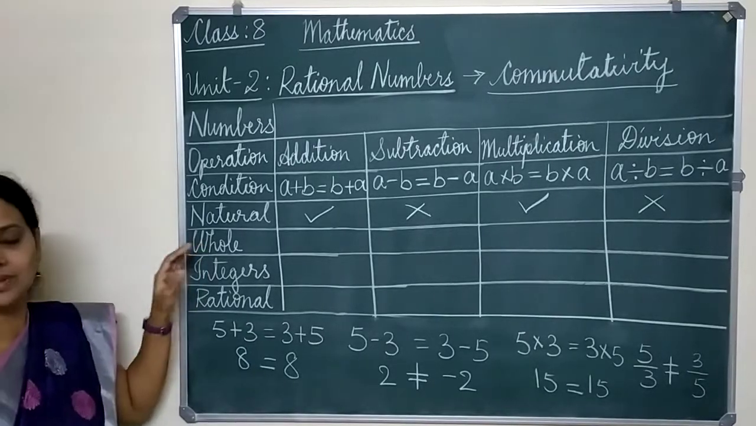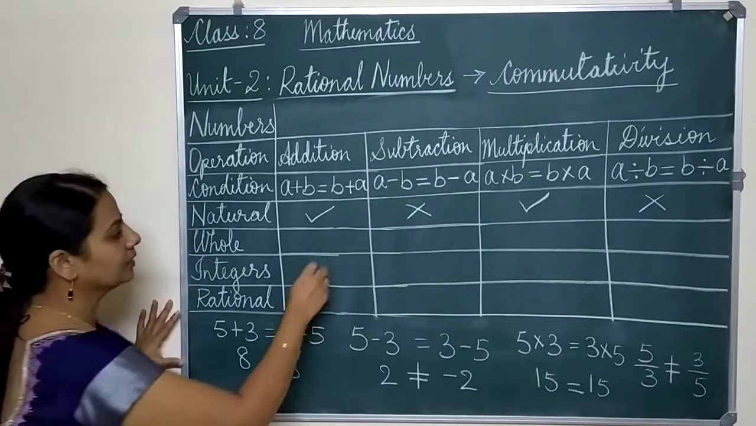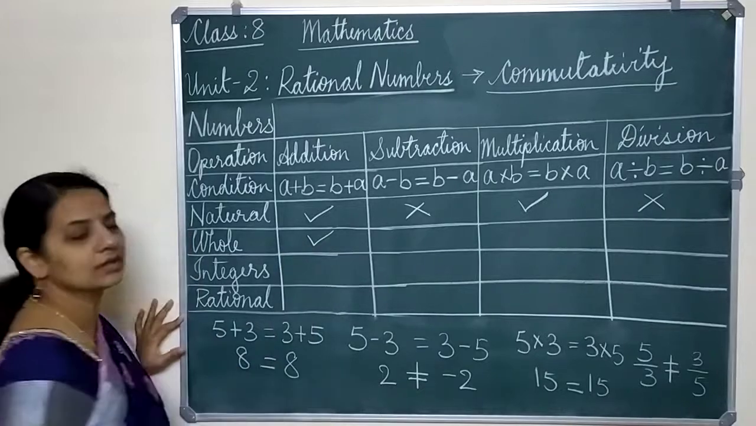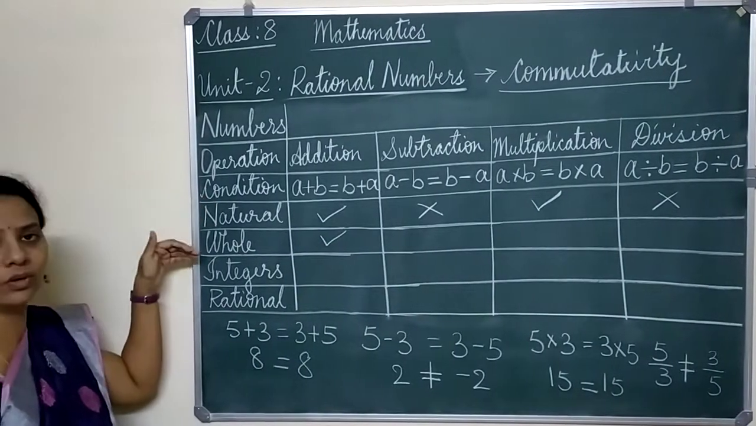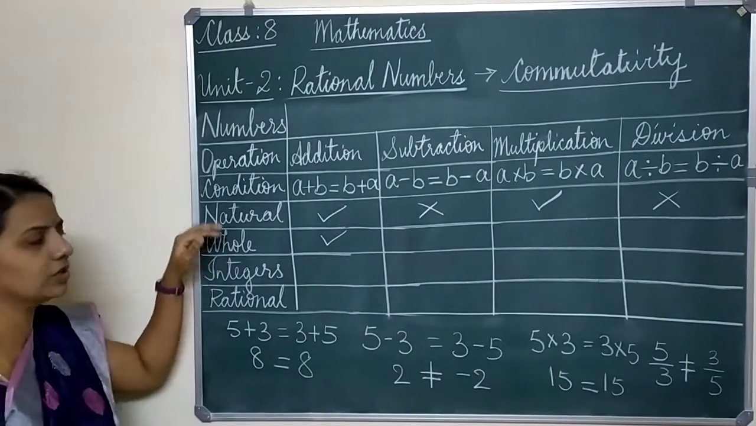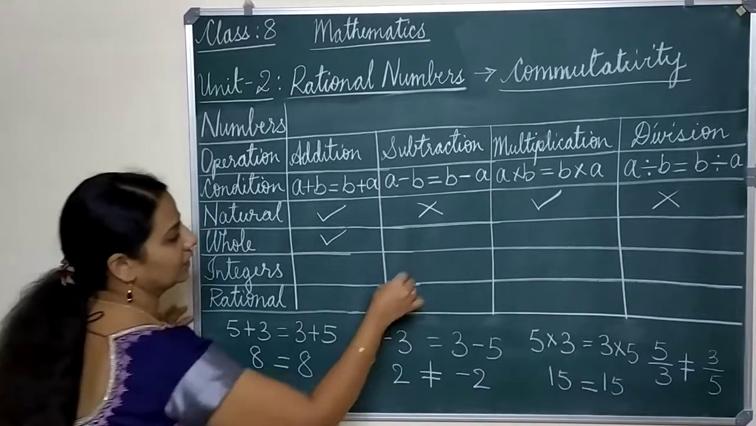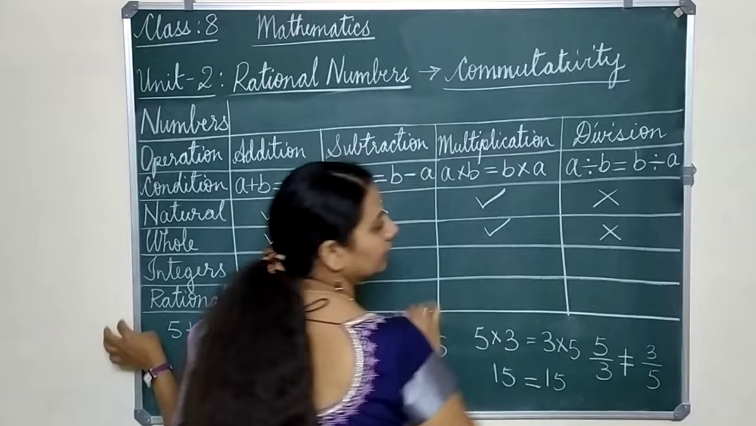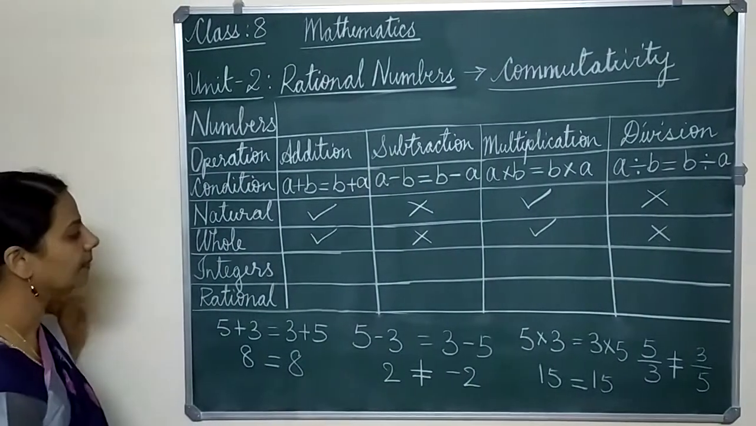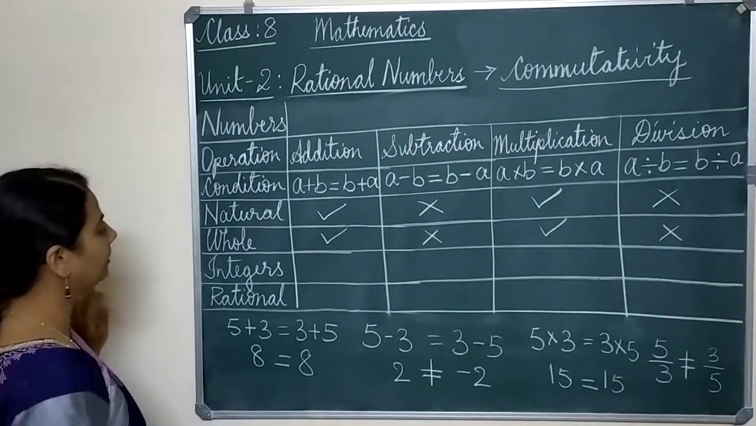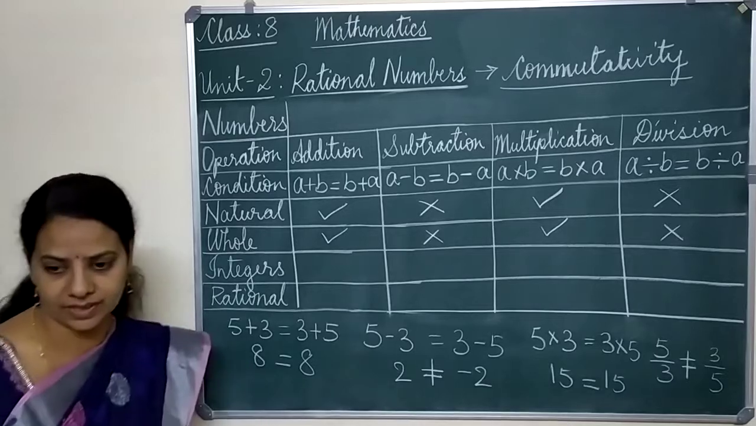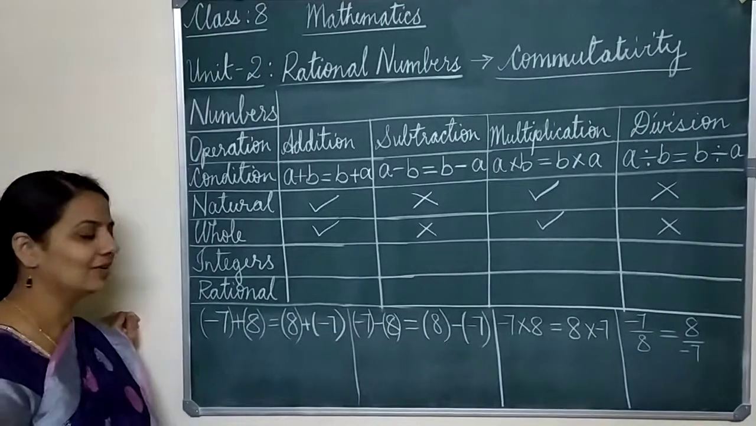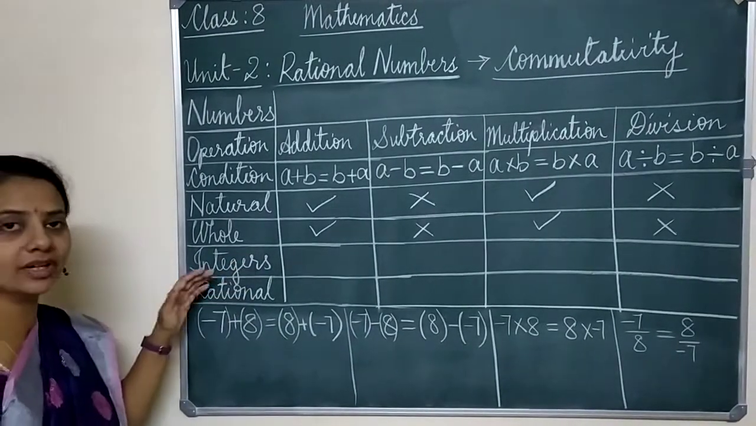And it is the same thing with whole numbers also, because the difference between natural numbers and whole numbers is just a 0. Here you have 0, here you don't have a 0. You can check it on your own with some examples. Fine. Now coming to integers.